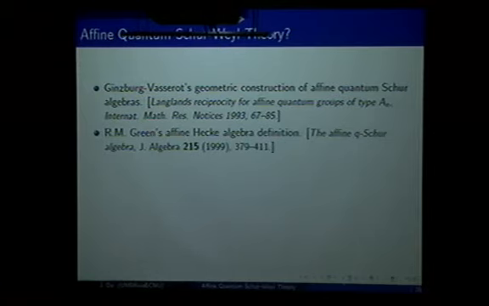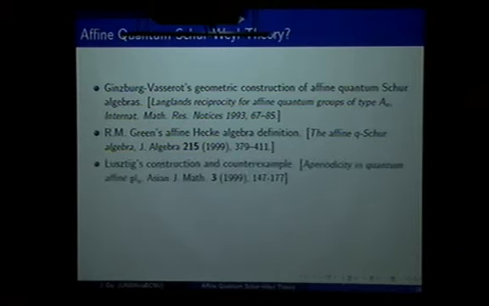And in 1999, Richard Green defined affine q-Schur algebras through Hecke algebras, of course affine Hecke algebras of type A. Then the same year, Lusztig actually published a paper pointing out a mistake in this paper, which claims the quantum affine sl_n maps onto quantum Schur algebra. Now, Lusztig gave a counterexample and said, no, this is not the case.